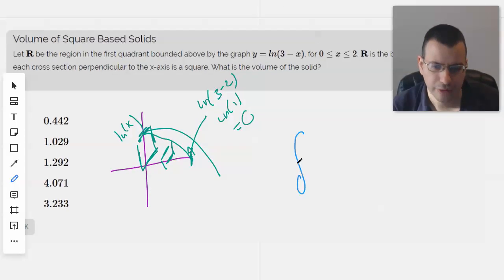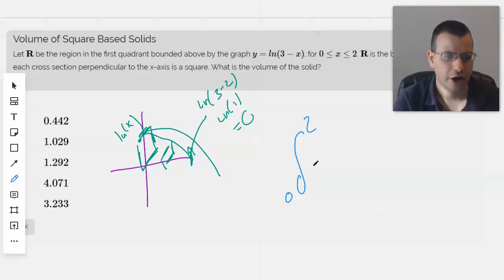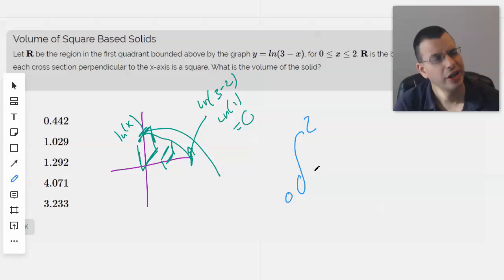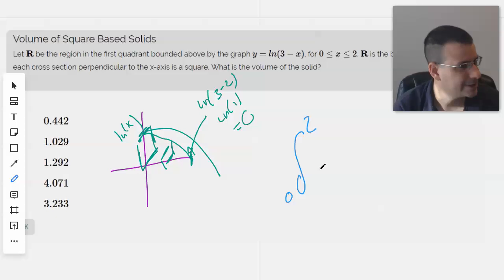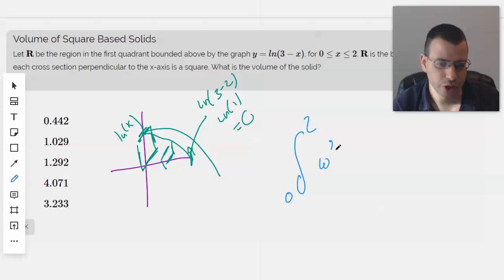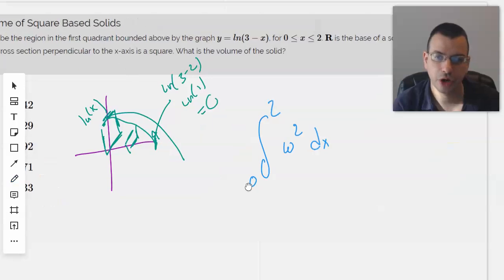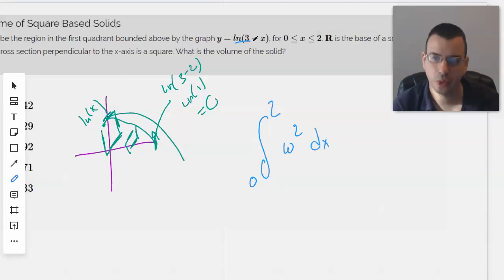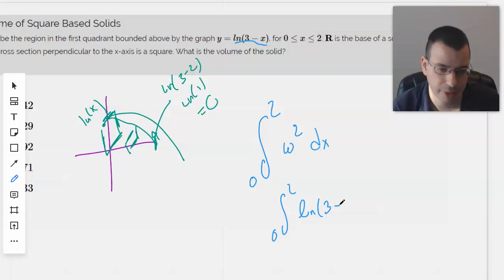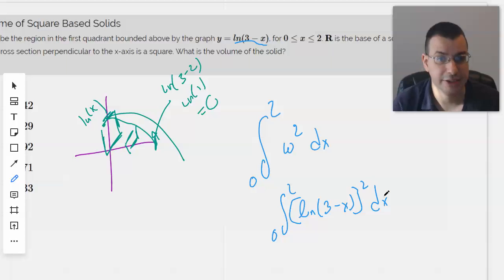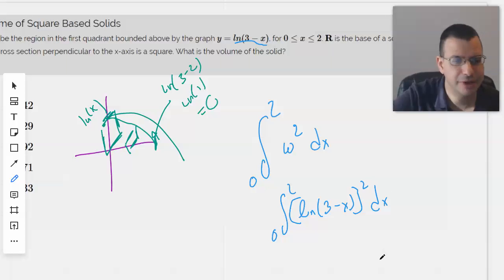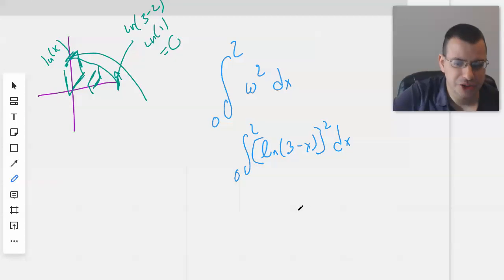So we're going to go from 0 to 2 of, let's see, the area of a square is width squared, and then we're integrating along the dx. So we know that the length slash width slash height is natural log of 3 minus x. So I'll do natural log of 3 minus x quantity squared dx. Yep, I can believe that. And I have no idea how to solve this.